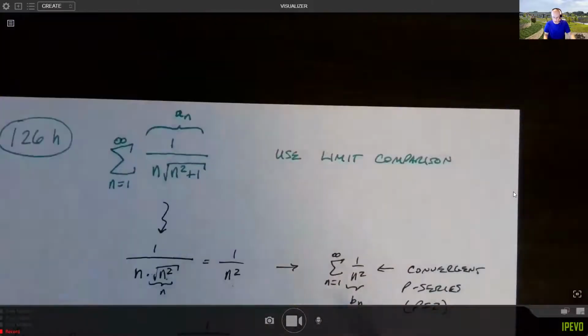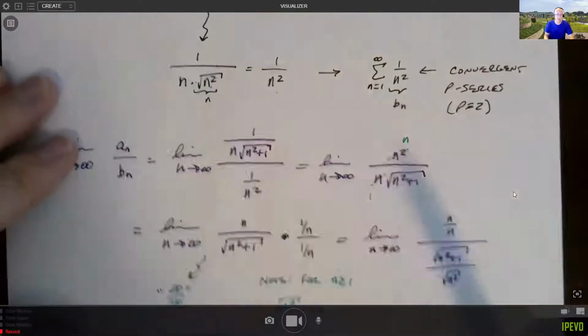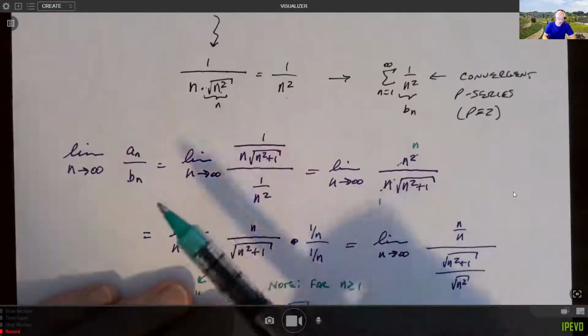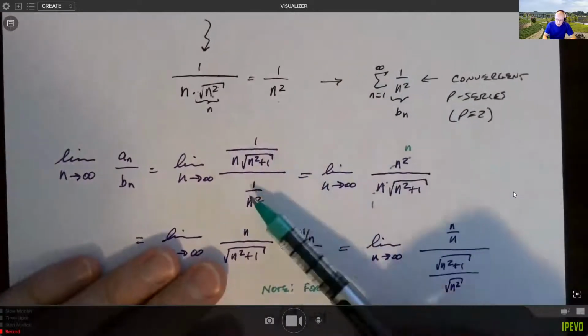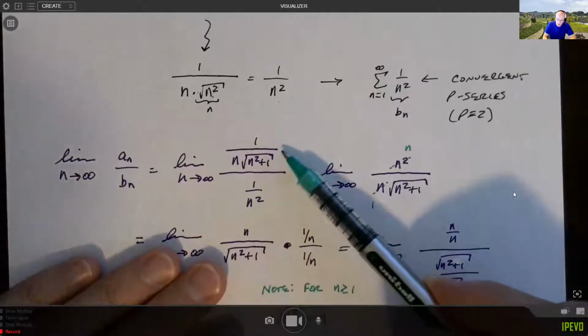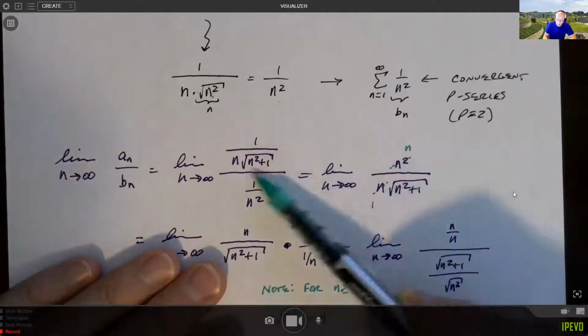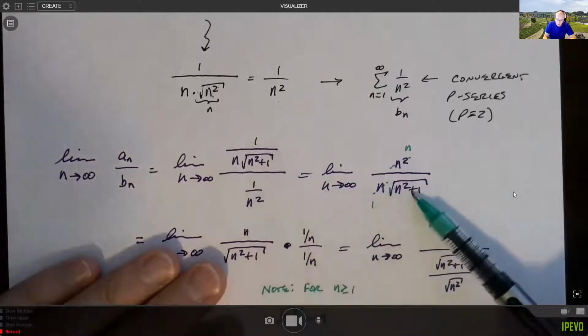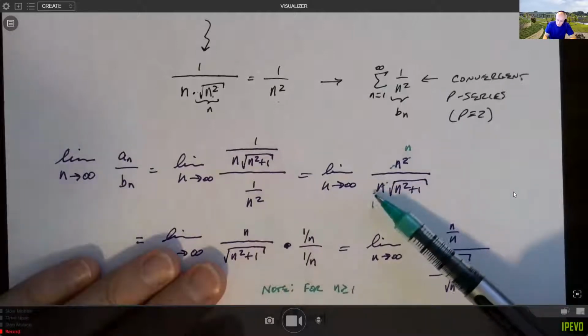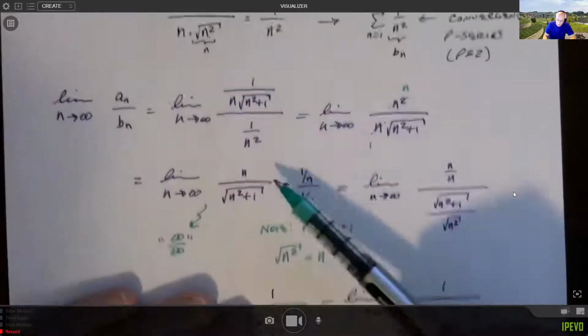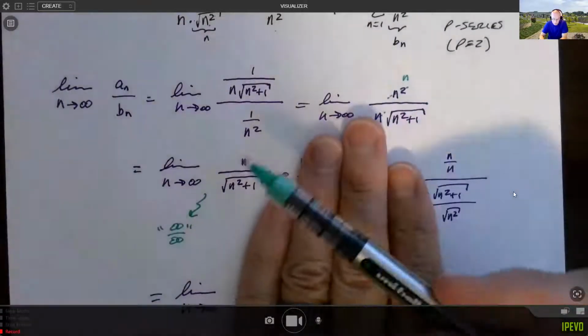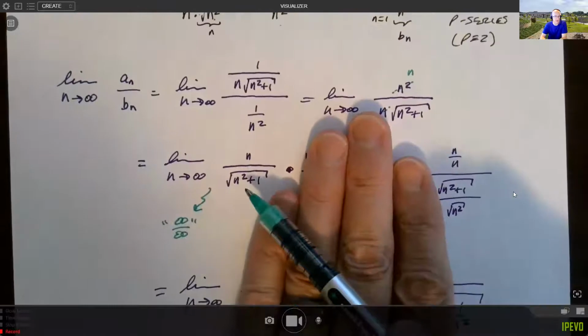And let's take a look at that limit. Do we indeed get a positive finite value? Well, a sub n over b sub n, and let's simplify. Dividing by 1 over n squared is the same as multiplying by n squared. So I've got the n squared up top over the n times the square root of n squared plus 1. I'm going to simplify, dividing numerator and denominator by n before I do anything. And I'm getting n over the square root of n squared plus 1. Okay, so far so good, I hope.